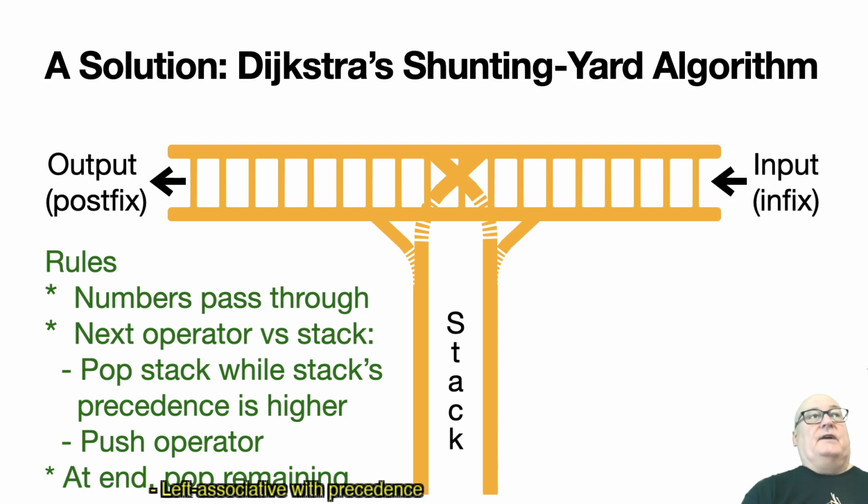So if I had 3 times 4 plus, and the plus was sitting here, and the star was on the stack, we'd want the star to come out first because it's higher precedence. Eventually, we get rid of the higher precedence operators. We push our current operator and continue on character by character. And at the end, there's going to be some operators on the stack, presumably, and we pop those off. All right, and we've basically done the first rule, numbers passing through, and the last rule, pop the remaining stuff, but we haven't made any decisions about the precedence.